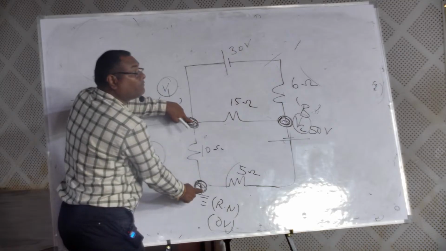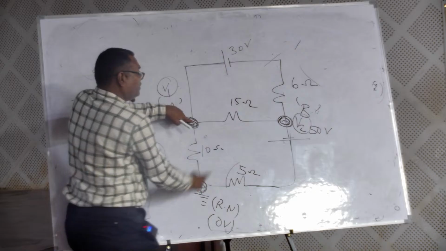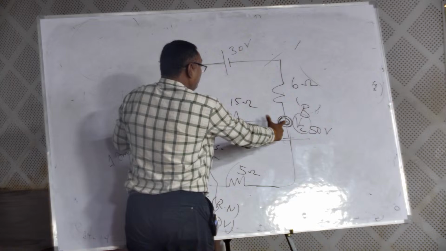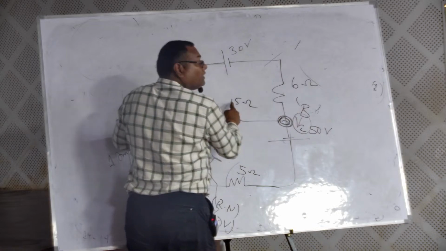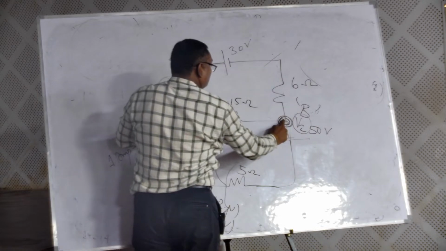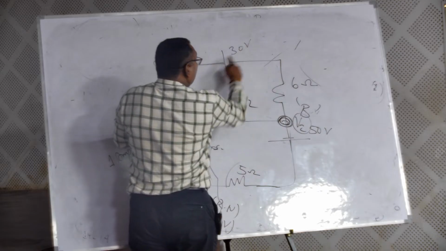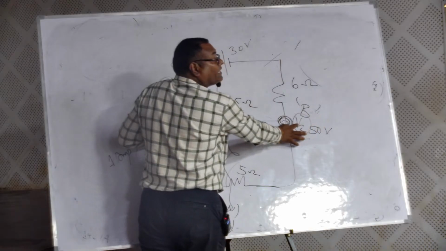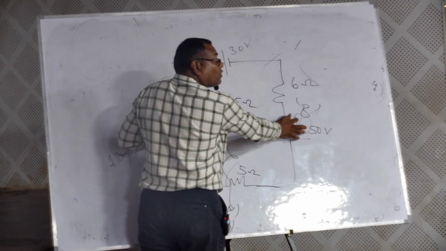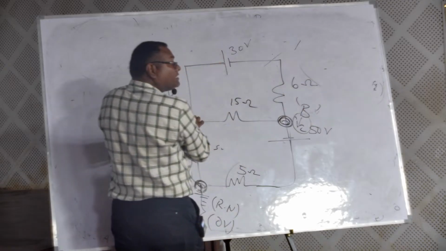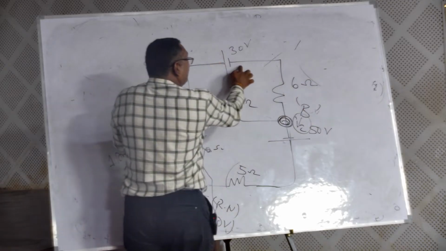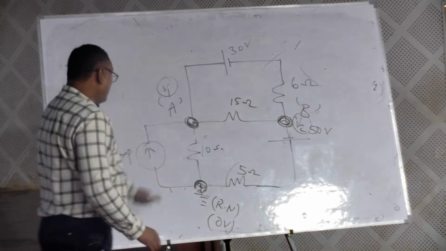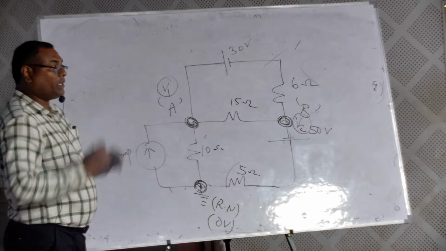What is current in this one? V1 by 10. What is current in this one? V1 minus V2 by 15. And for this one: V1 plus 2 minus 30 minus V2 by 6, always lower potential minus higher potential. ఇది ఆల్రెడీ వాడు ఇచ్చాడు. మళ్ళీ ఇంకోసారి చెప్తున్నా.